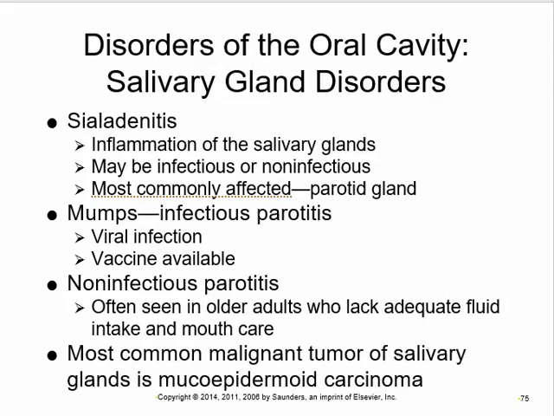Most common infectious one, especially of the parotid, is the mumps. It's a virus. It used to be very, very common. Now with vaccination, it's not so common anymore. Most kids get the MMR, and the M stands for mumps. So we don't see it near as often as we once did.